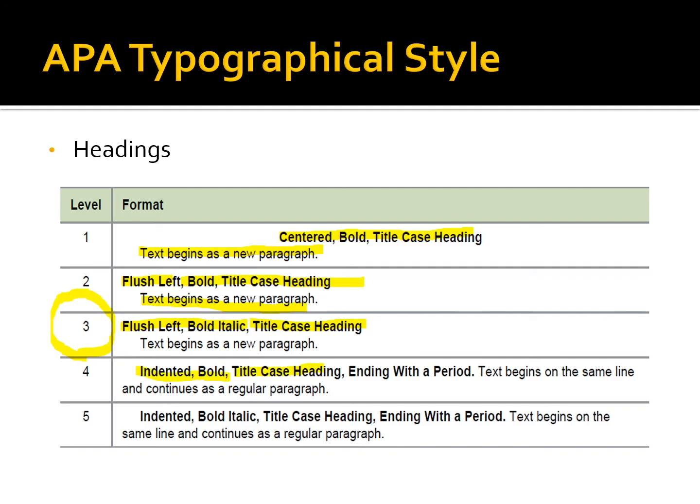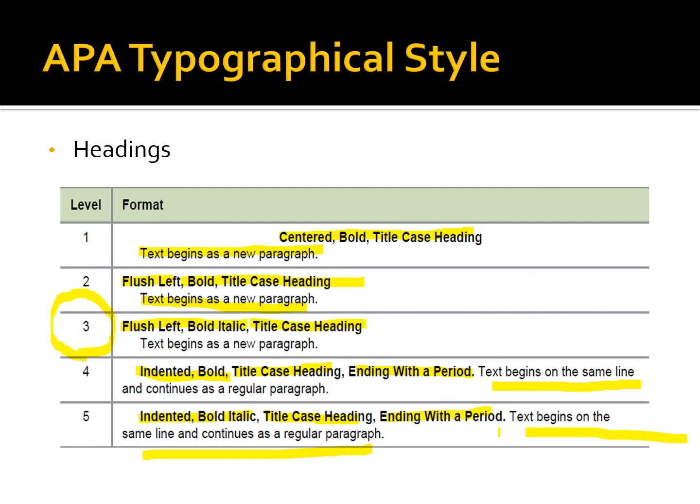One that captures each section. Level 4 is where you have an indented heading. It's bold, it's title case, so everything's capitalized, and it ends with a period. Then the text begins on the same line and continues as a regular paragraph. And then level 5 is also indented. It's still bold, but now it's italicized. It's still title case, so everything's capitalized, and it ends with a period again, and the text begins on the same line and continues as a regular paragraph. So, 5 different levels of heading.